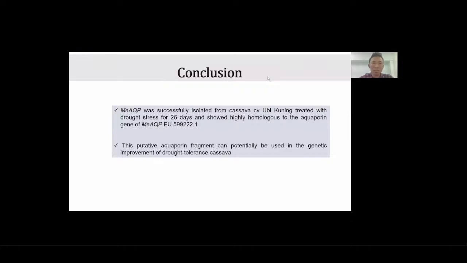The conclusion of this research. First, NEAQB1 was successfully isolated from cassava Ubi Kuning treated with drought stress for 26 days, and showed high homology to the aquaporin gene of NEAQB AU. Second, the putative aquaporin fragment can potentially be used in the genetic improvement of drought-tolerant cassava.